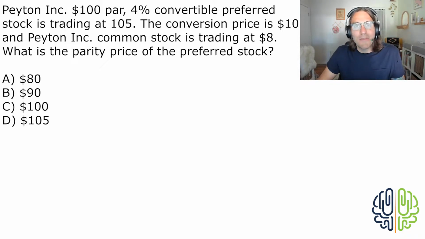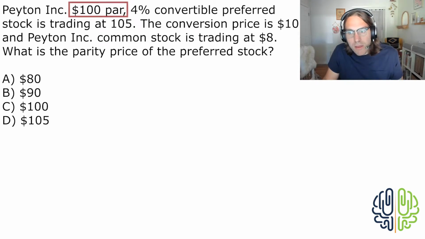Okay, that's a lot of information they've given us in just a few sentences. A lot of numbers, and like with most math-based questions where calculations are required, some of these numbers are probably going to be used and some of them are not. So let's go ahead and pick it apart sentence by sentence. Let's go back to that first sentence. Peyton Inc. $100 par. Pause.